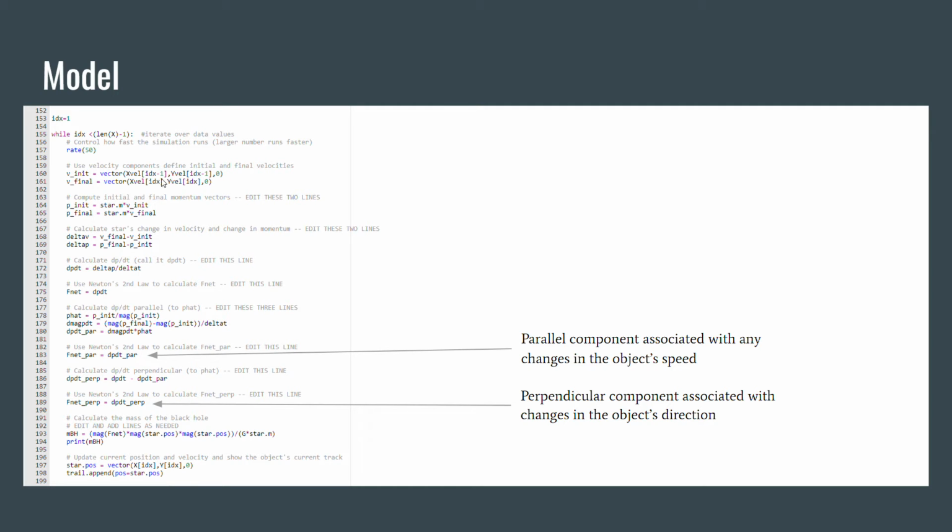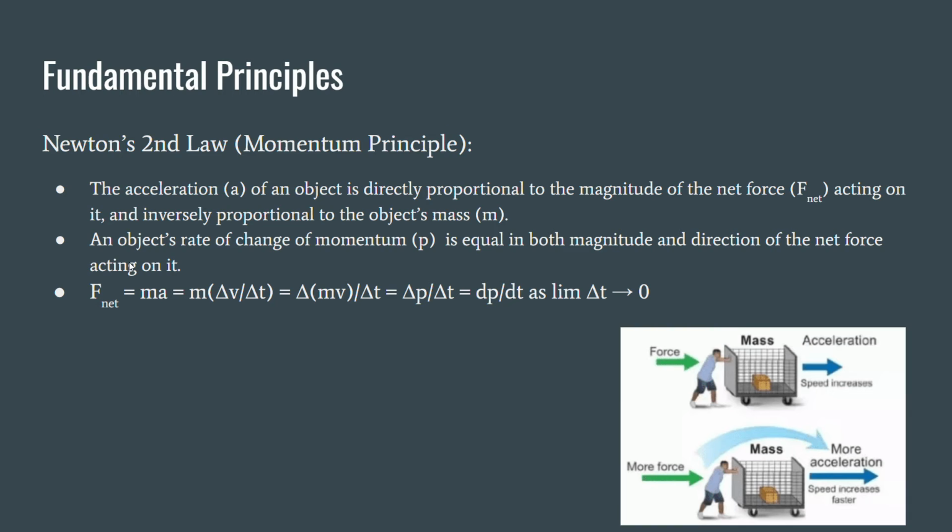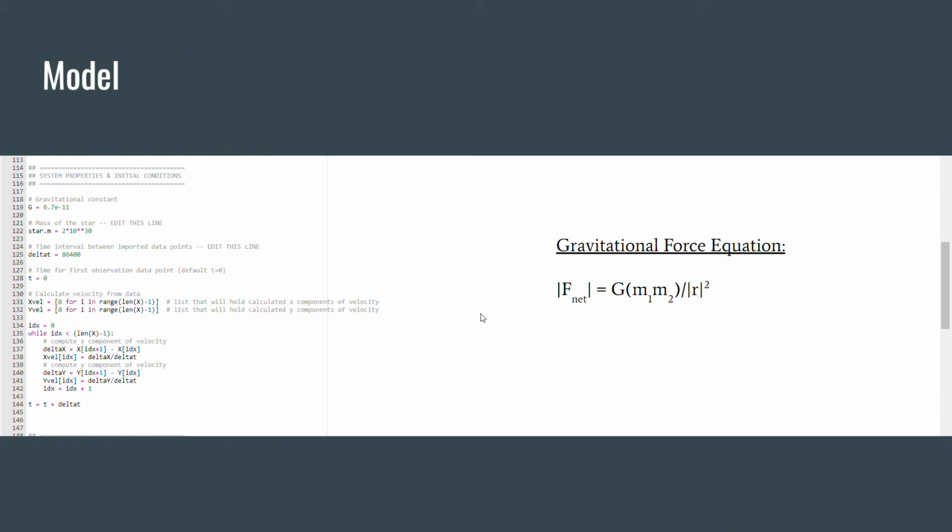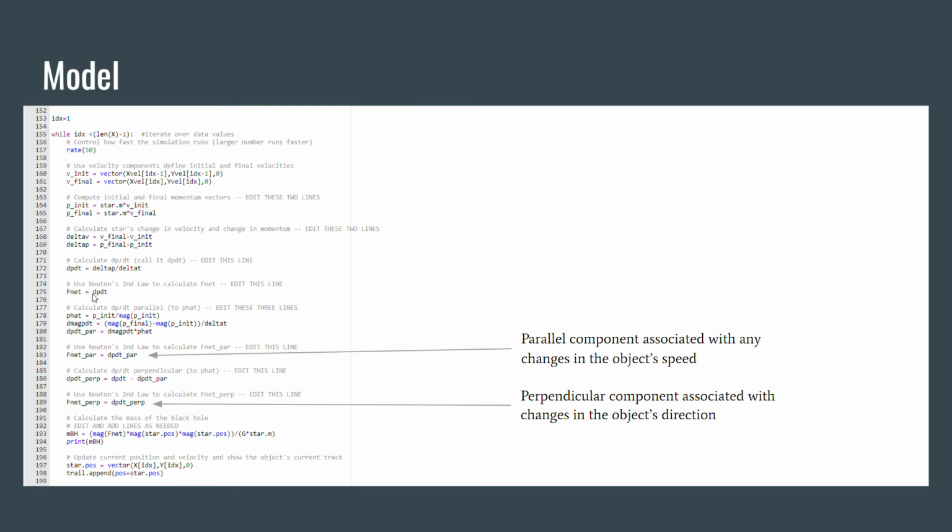I then calculate the initial and final velocities for each respective data point, and then use that to calculate the momentum, which is the mass times velocity. I then calculate the change in velocity as well as the change in momentum, which I then use to calculate dp/dt. And if we go back, we see the relationship between the net force and dp/dt. Here we see that they are equivalent, which is why I plug in here that the net force is equal to dp/dt.